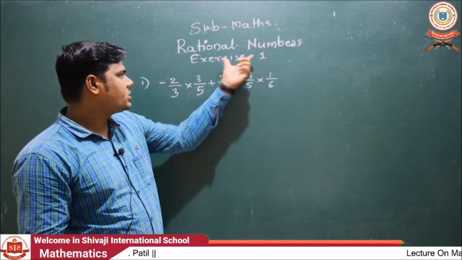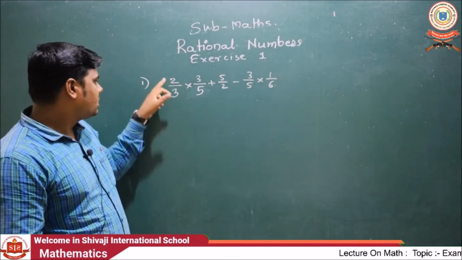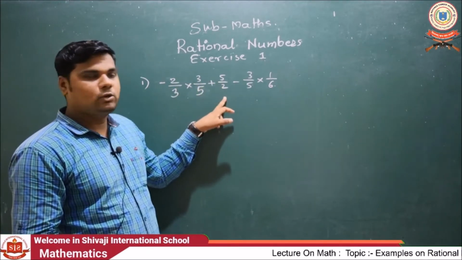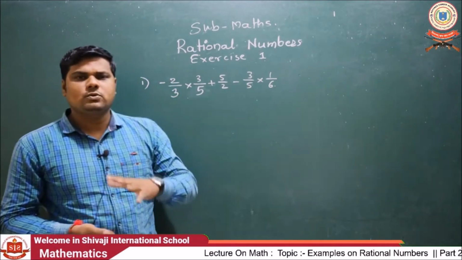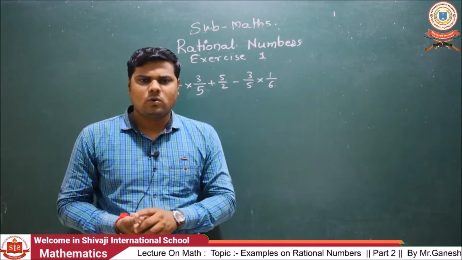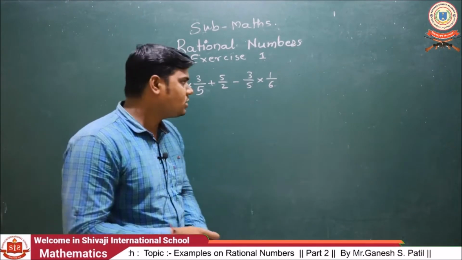Rational numbers, exercise 1. Example number 1 is minus 2 upon 3 into 3 upon 5 plus 5 by 2 minus 3 by 5 into 1 upon 6. Dear students, recall the properties of rational numbers. Now I am going to tell you the important properties of rational numbers.